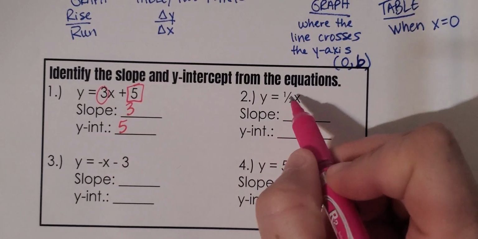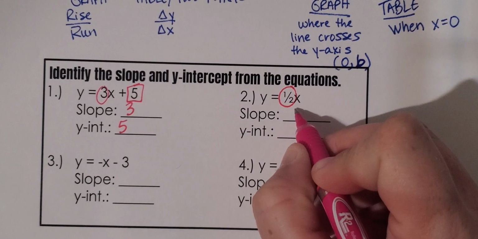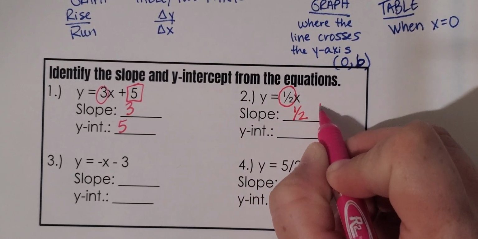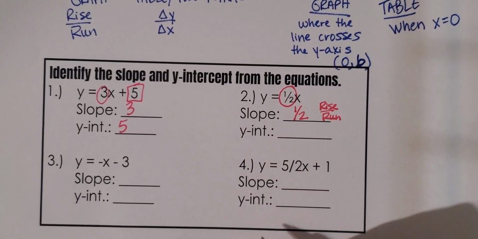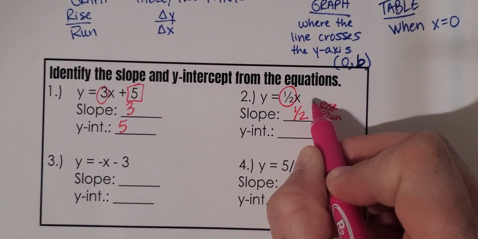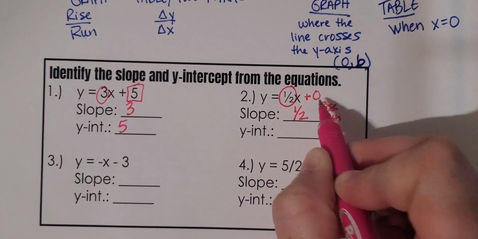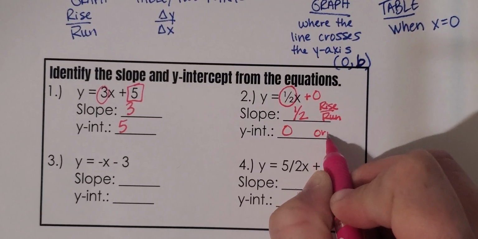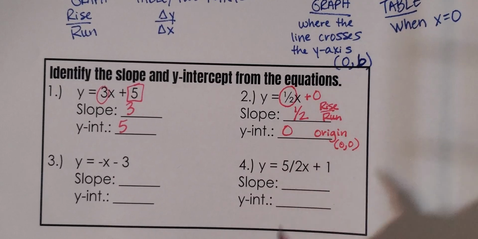On number 2, my slope is the number in front of my x value. So my slope is 1/2. That tells me if I have a rise or a run on my graph. And then my y-intercept, since there's no number off to the outside, whenever there's not a number, there's an invisible 0 there. So my y-intercept is at 0, which means that it would pass through the origin of the graph, or 0, 0 of the graph.